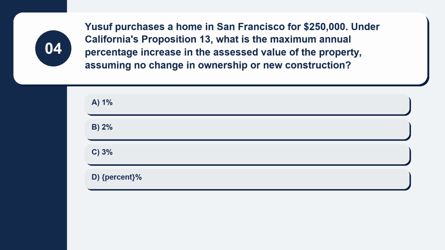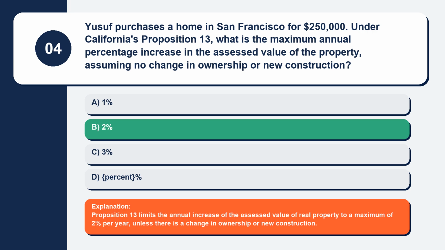Question 4. Yusuf purchases a home in San Francisco for $250,000. Under California's Proposition 13, what is the maximum annual percentage increase in the assessed value of the property, assuming no change in ownership or new construction? Here are your options. Option A, 1%. Option B, 2%. Option C, 3%. Option D, 4 percent. The correct answer is option B, 2%.